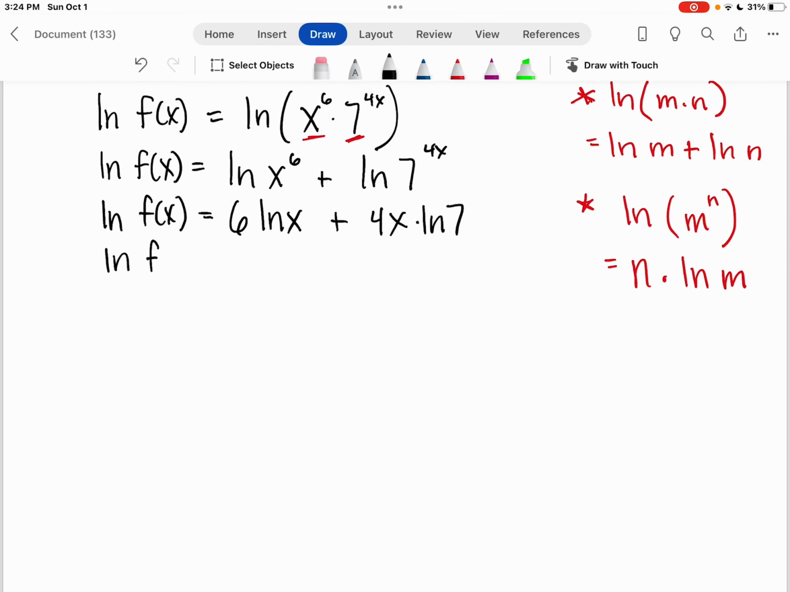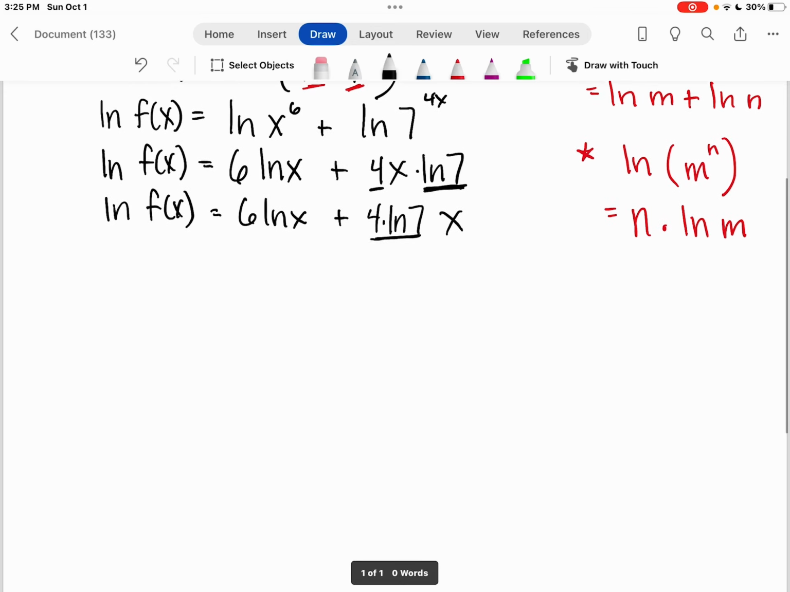Now, you don't have to do this, but I like to do it. I have a preference about keeping my coefficients in front of my x. So I'm going to rewrite this, although I don't have to. Remember, this is just some value. It's a constant. And this is a constant. My x is the variable. So I'm just going to reorder this so that my coefficient's in front. So I have 4 times the natural log of 7 times x. This is my coefficient for x.